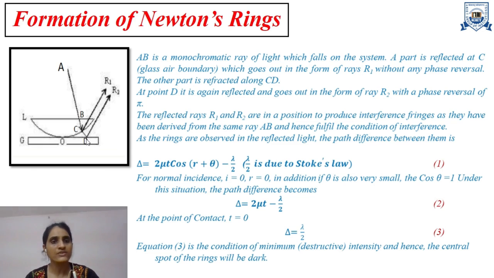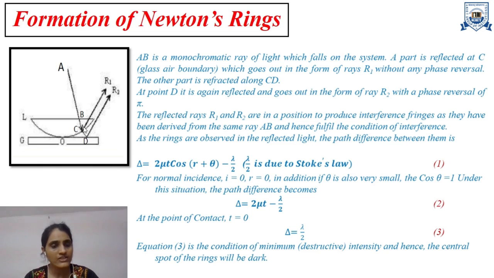As soon as the ray reaches point D, it is again reflected and emerges out in the form of ray R2. Now in this case, Stokes' law is applied, that is, a phase reversal occurs. Now the question arises, where does this phase reversal occur?